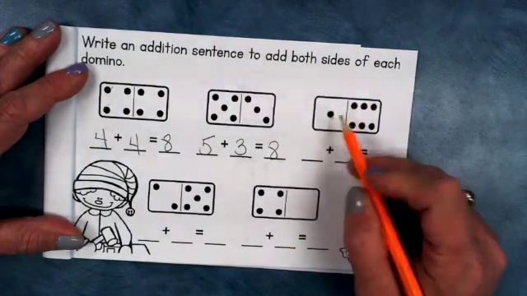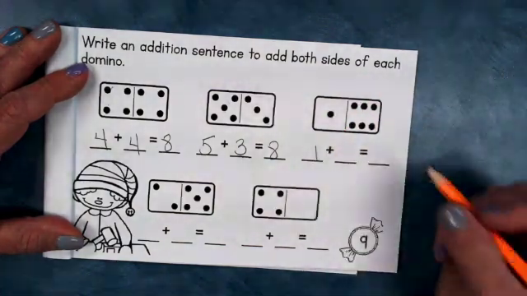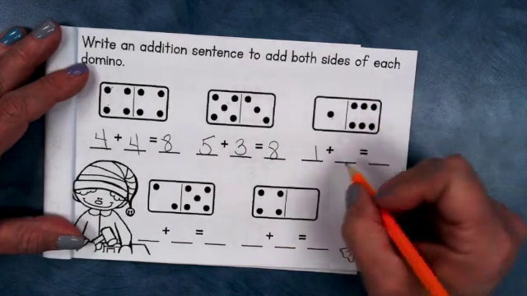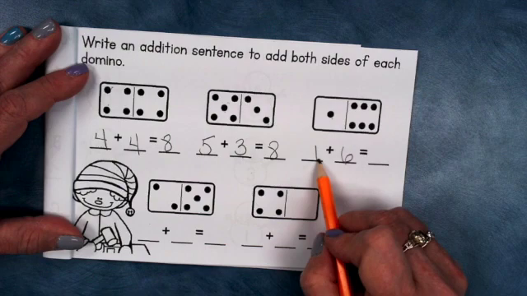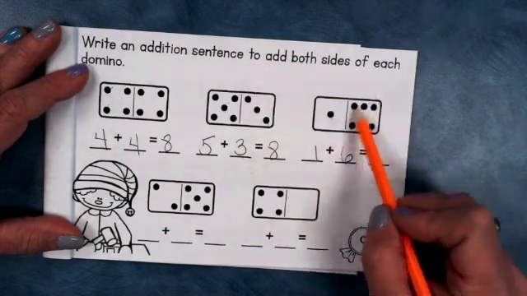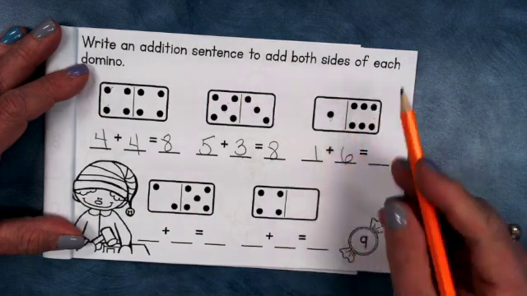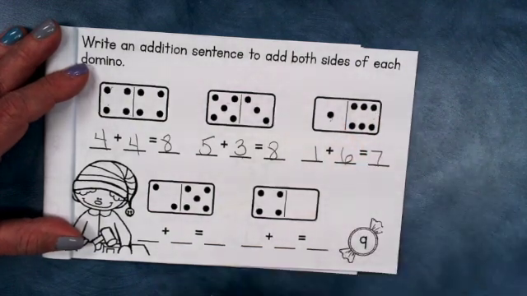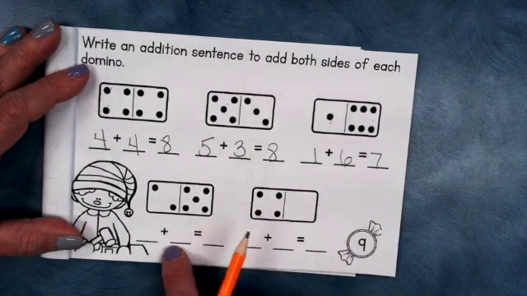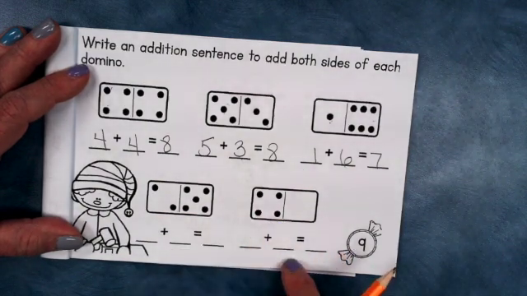Okay, this side. Oh, it only has 1. This side has 1, 2, 3, 4, 5, 6. So we need to know what 1 plus 6 equals. So I know this side has 6. So 6 and one more is 7. All right? I want you to do the last 2 dominoes yourself and do the addition problems for them.